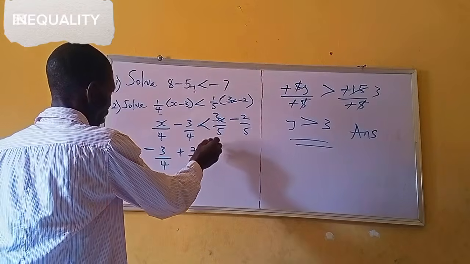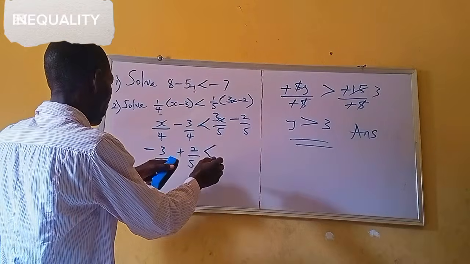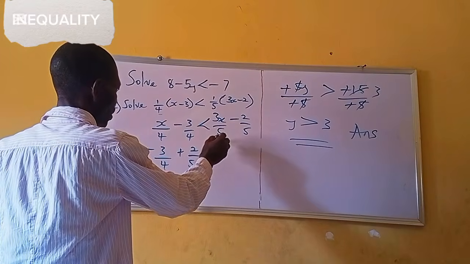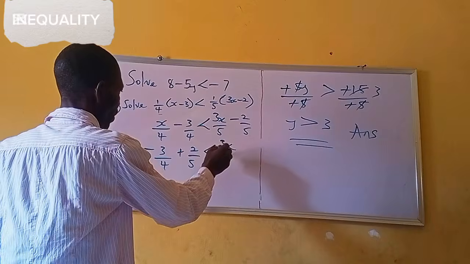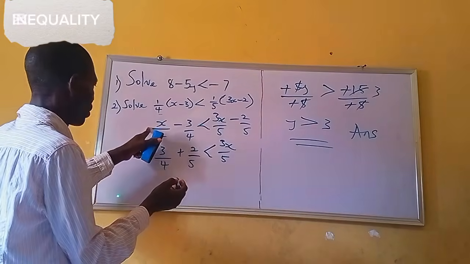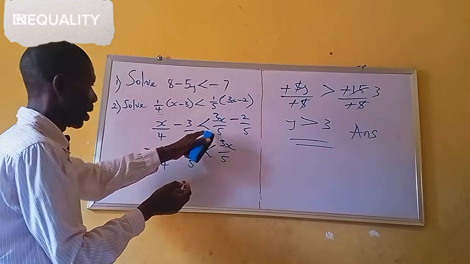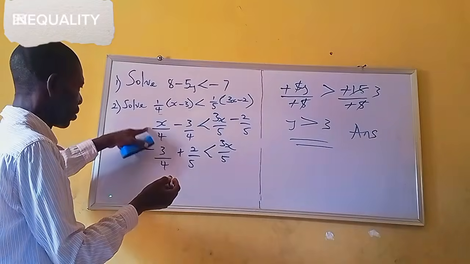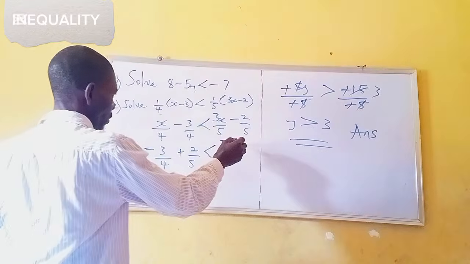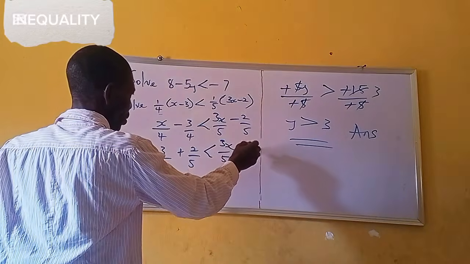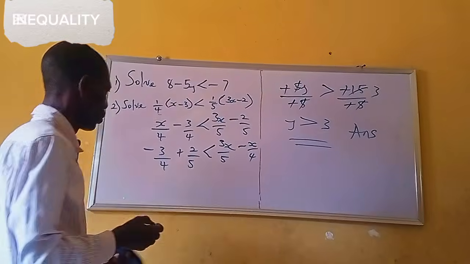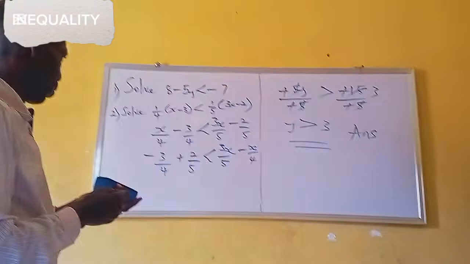Now, less than, you have 3x over 5. This is positive here. It's crossing the inequality sign. The sign which is positive will now change to negative, minus x over 4. Hope you are following.